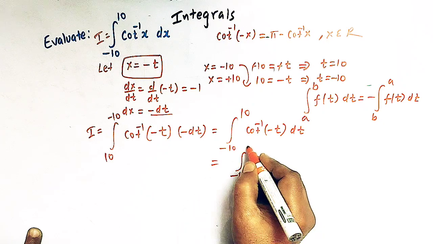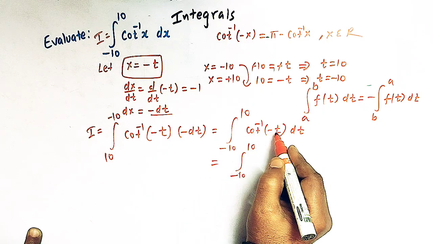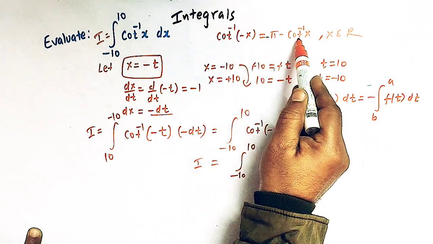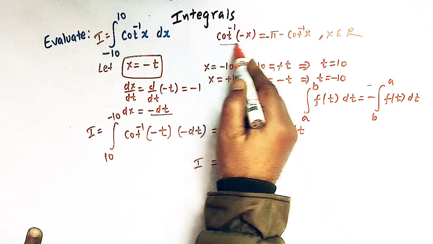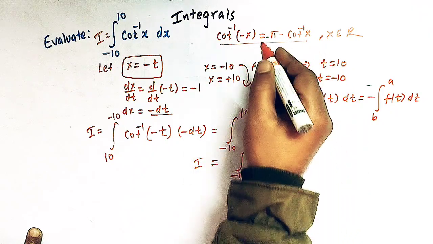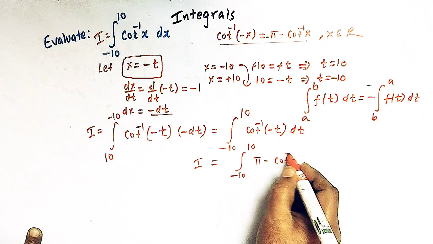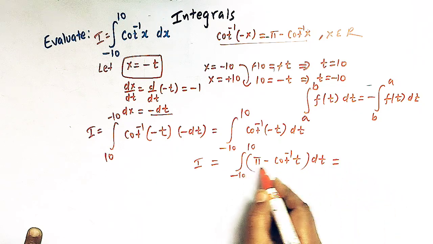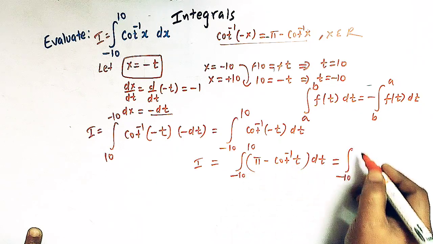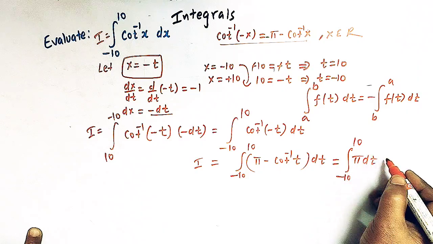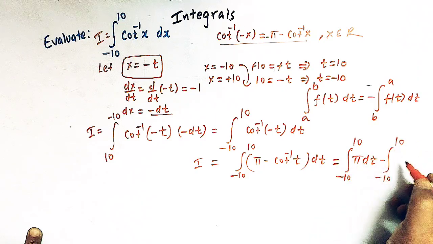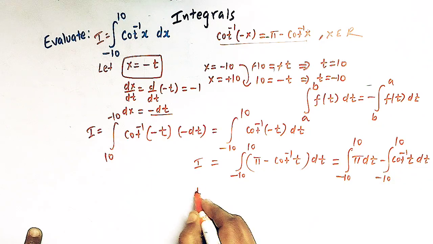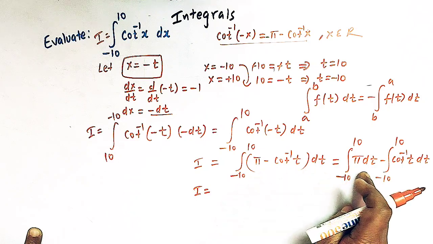So we can now write minus 10 to 10, and cot inverse minus t can be replaced by this expression, that is if we apply this identity to cot inverse minus t, then we can write pi minus cot inverse t, and here we have dt. So let us write this expression as the integral from minus 10 to 10 of pi dt, minus the integral from minus 10 to 10 of cot inverse t dt, right? So now we have I, and we have now two integrals.